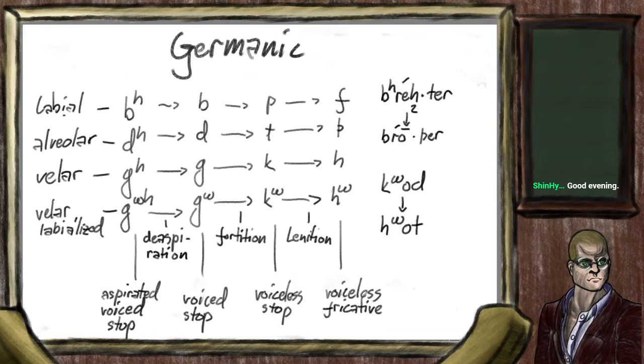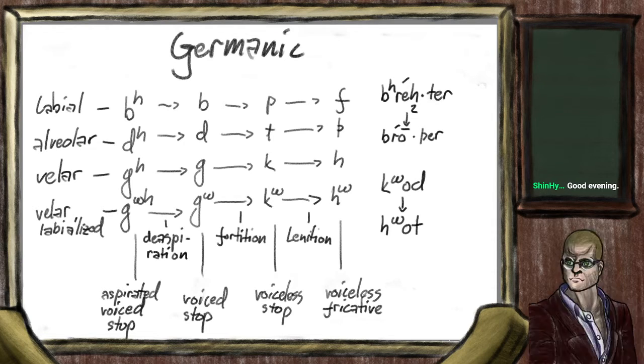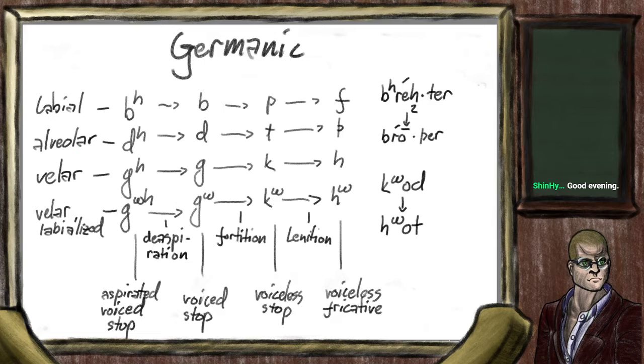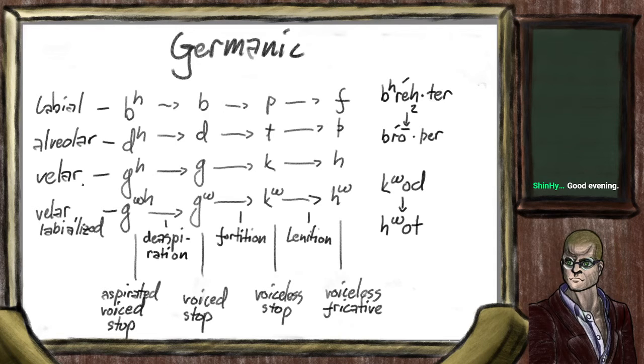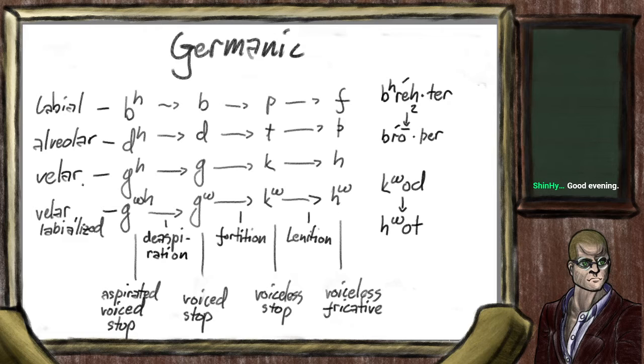Consonants that were labial, that is, they are produced with the lips, turned into other labial consonants. The same with alveolar, made with the alveolar ridge, that is the bump behind the teeth and in front of the roof of the mouth. And velar are made with the velum, which is the back part of the roof of the mouth.